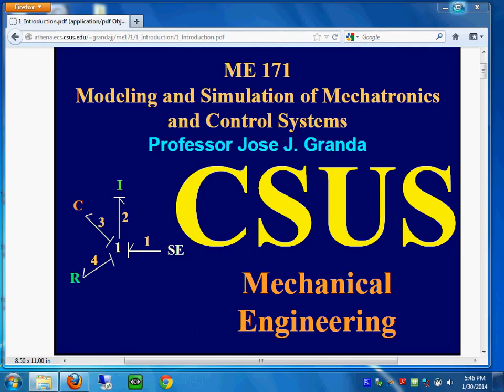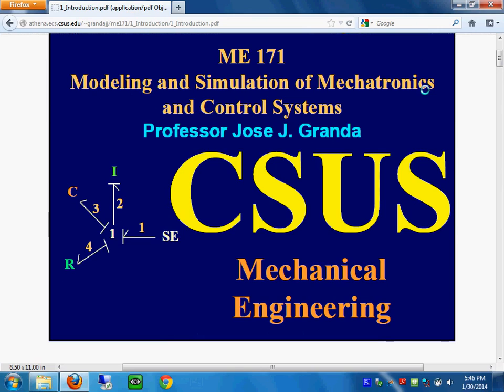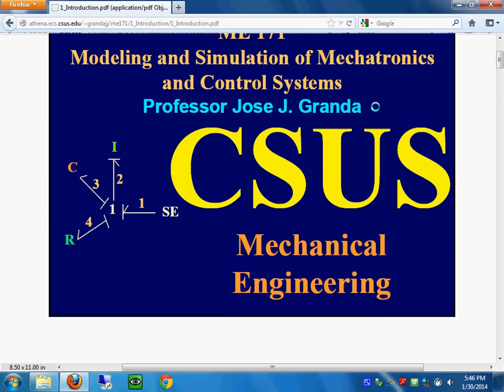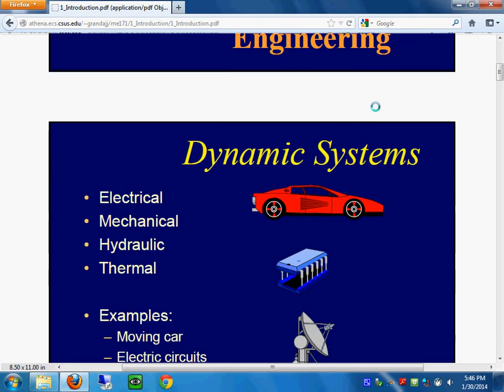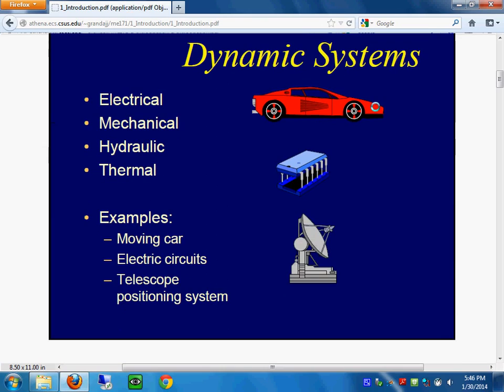Okay, we're going to see this introduction to the modeling and simulation of mechatronics and control systems. There are some examples of systems that we briefly touched on last time in different energy domains, and we have the ones for the electrical, mechanical, hydraulic, and thermal systems.